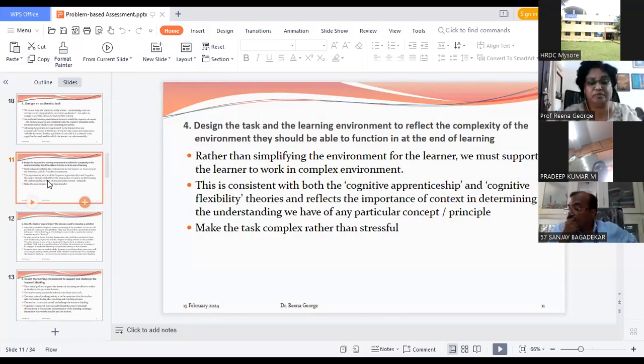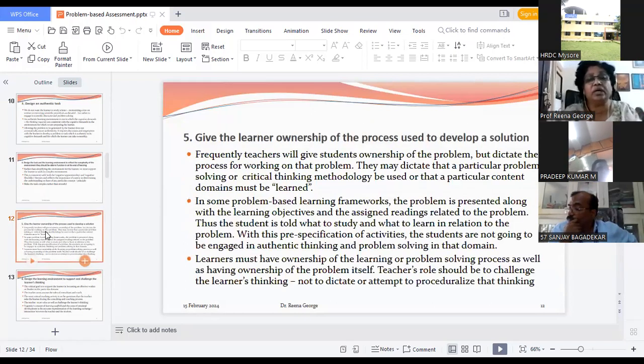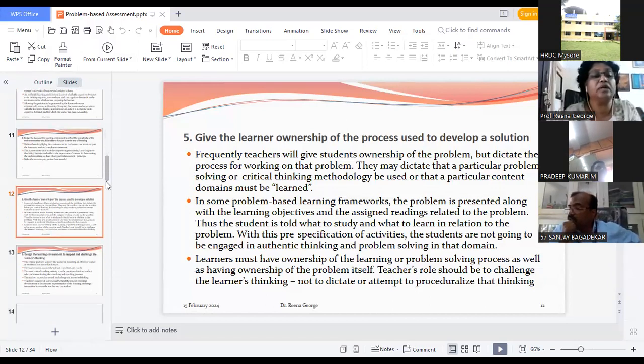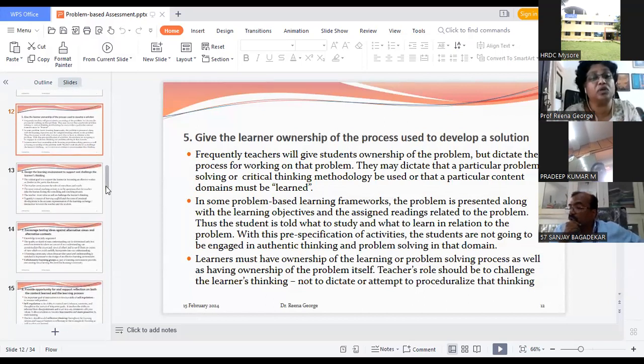So make the environment complex for them instead of simplifying that. Give the learner ownership of the process used to develop a solution. Now, a very interesting fact is that we as teachers find it very difficult to hand over the ownership of learning to our students. We want to be masters. We don't allow our students to become owners of the knowledge that we have imparted.